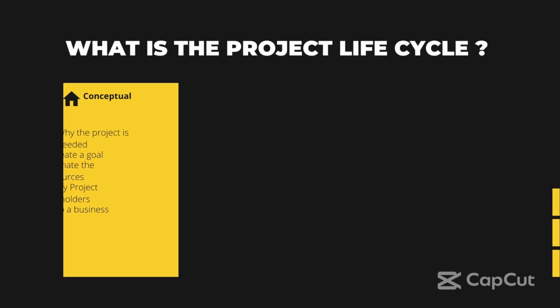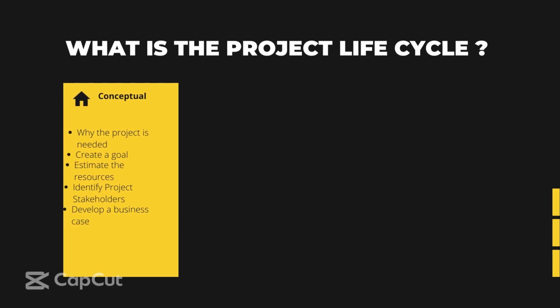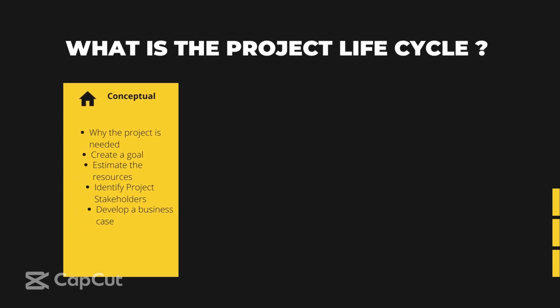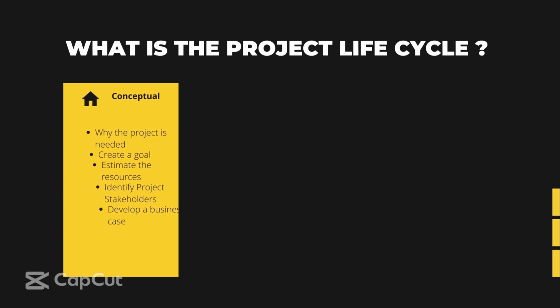What is the project life cycle? The project life cycle is the sequence of phases through which a project progresses. It includes conceptual, planning, execution, and termination. So let's go to the first part of the project life cycle, which is the conceptual phase.